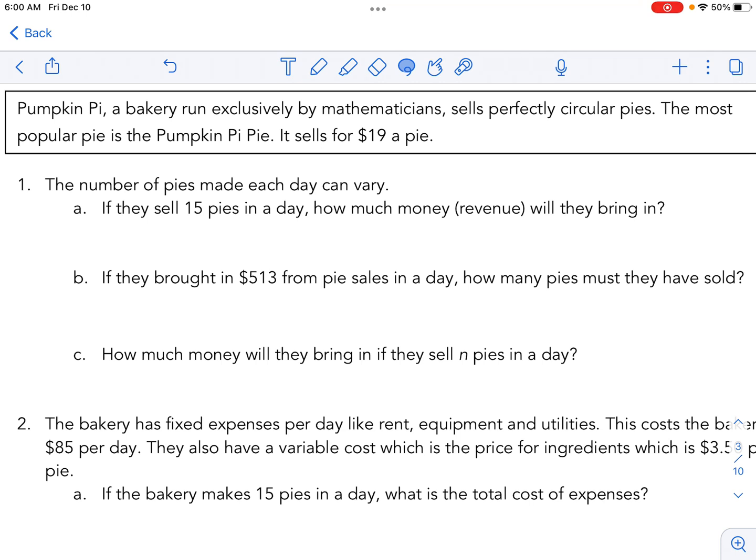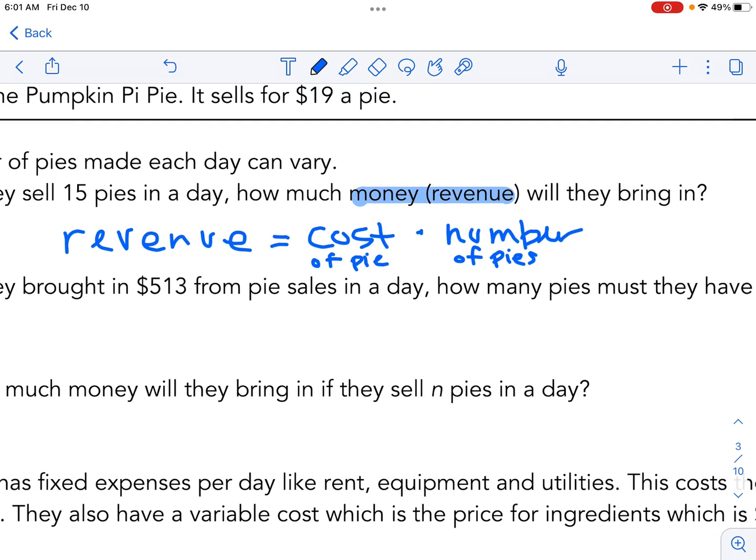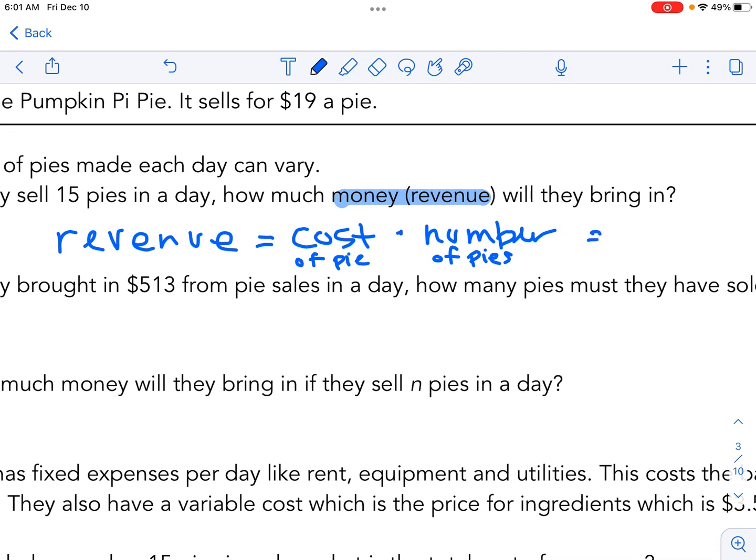And so we go into the scenario here. The number of pies made each day can vary. If they sell 15 pies in a day, how much money or revenue will they bring in? So we have to find the total money, total revenue. We have to come up with how we find that total revenue. And so we know that it's going to be the cost of a pie times the number of pies, right? So I abbreviated cost of pie times number of pies.